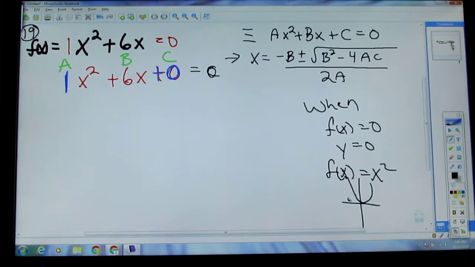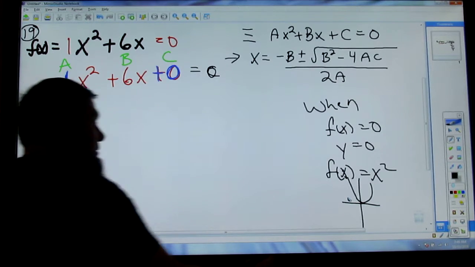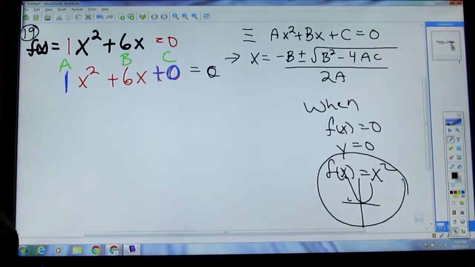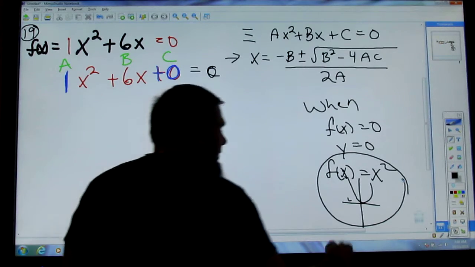Now it's going to be shifted. It's going to be stretched. It's going to be compressed. Something, right? But it looks like this. This is the parent function, and this is grown from that. Okay? And then what we're going to do is find where it crosses here.